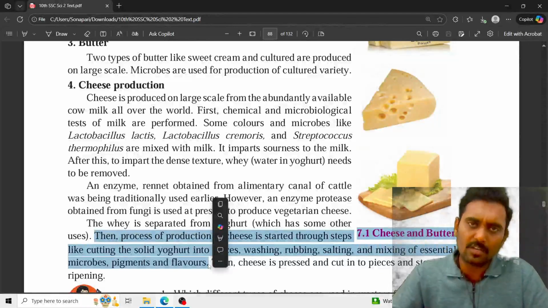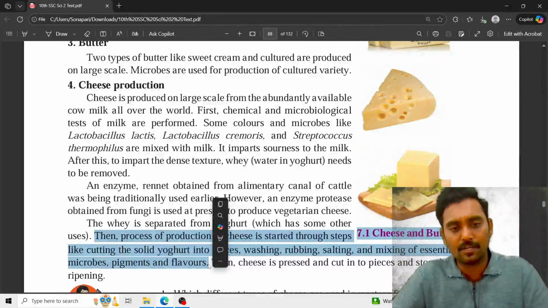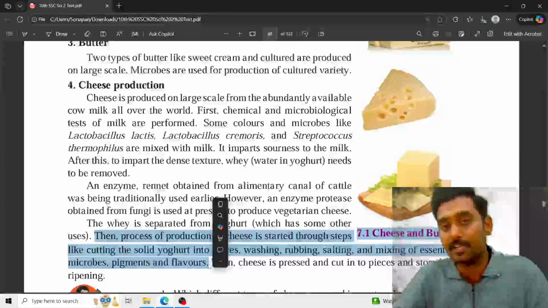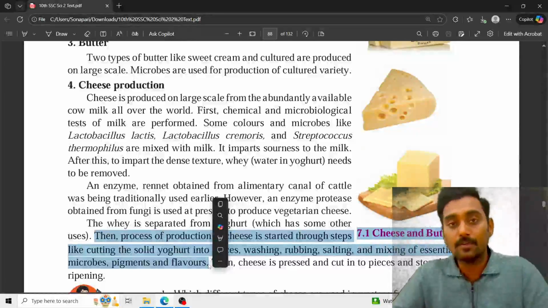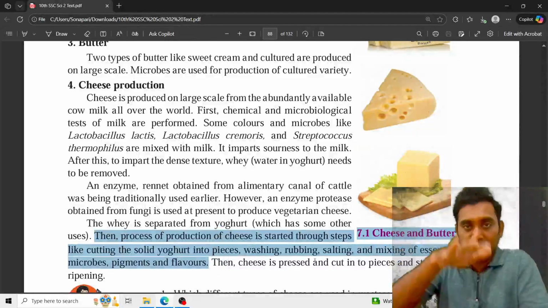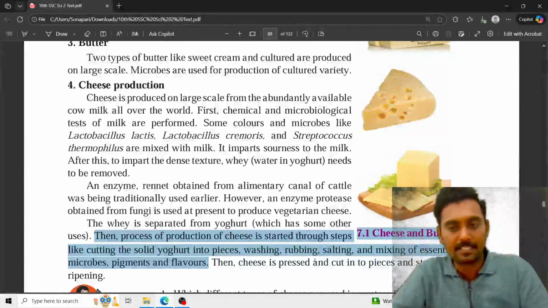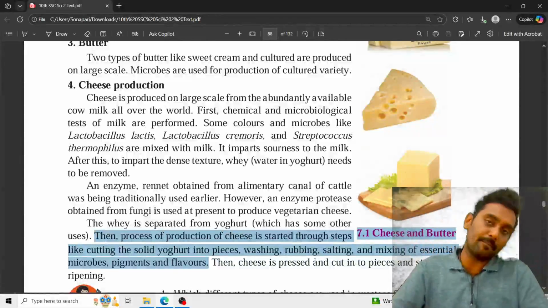and some essential microbes also are added to preserve it and to enhance the shelf life of the cheese. Some pigments are also introduced, and some artificial flavors are also added to get a better taste. Okay, then this cheese is pressed, cut into small pieces and stored for ripening.